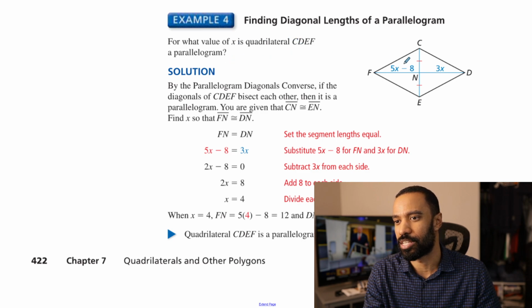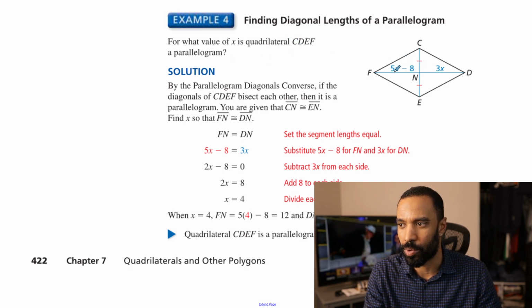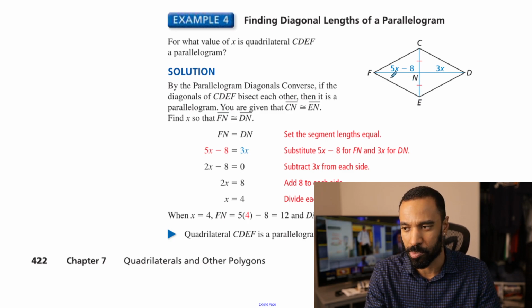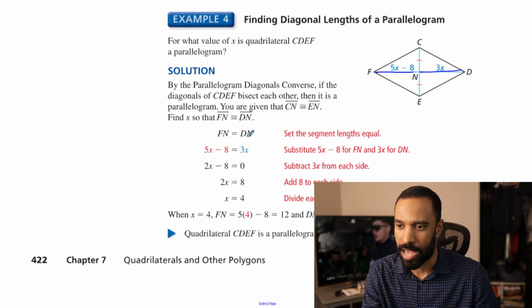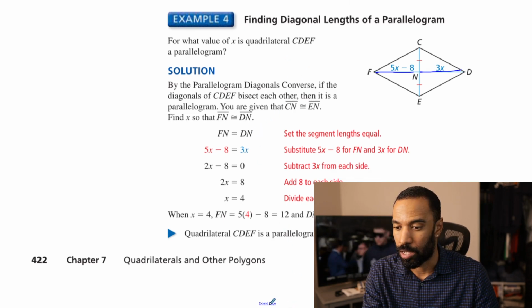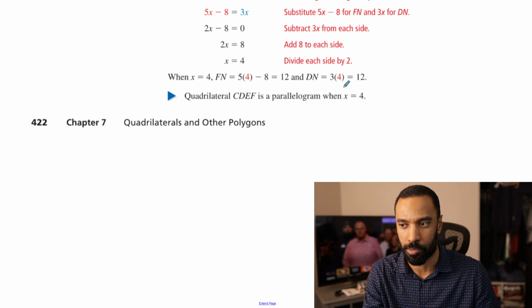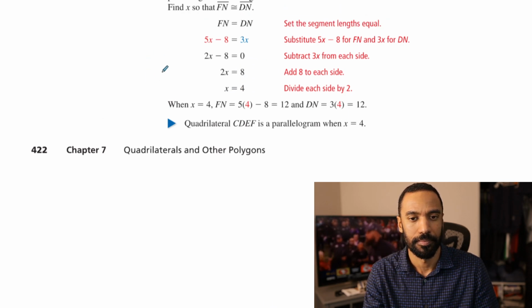For what value of x is this a parallelogram? Same kind of thing as before. We have this diagonal bisecting this one, and in order for us to specifically know it's a parallelogram, this would then have to be congruent to that. This diagonal to bisect that. Set them equal, solve for x. And then they ask you, I guess they're double checking to make sure that those are both 12, but you solve for x, you get 4.